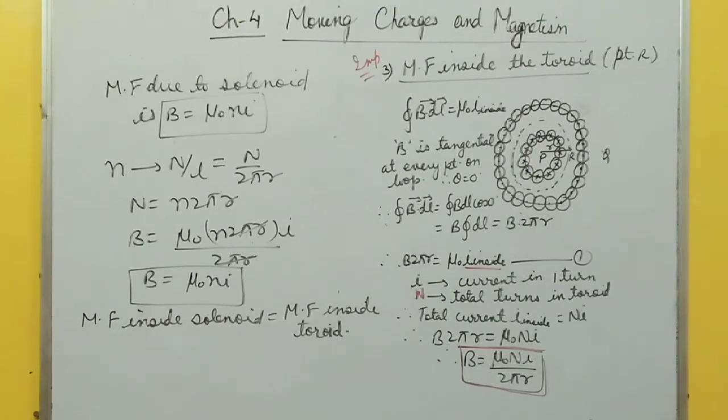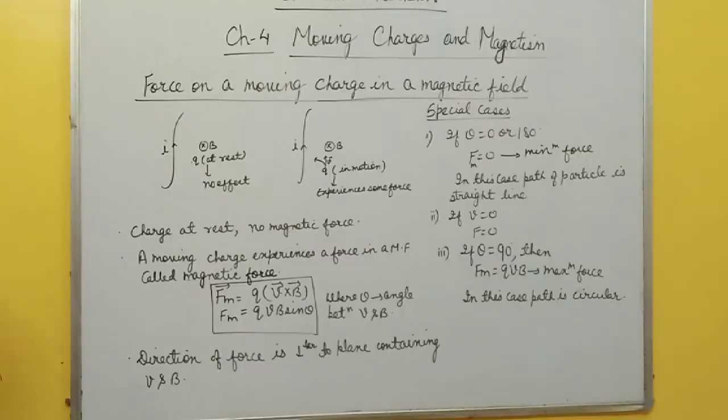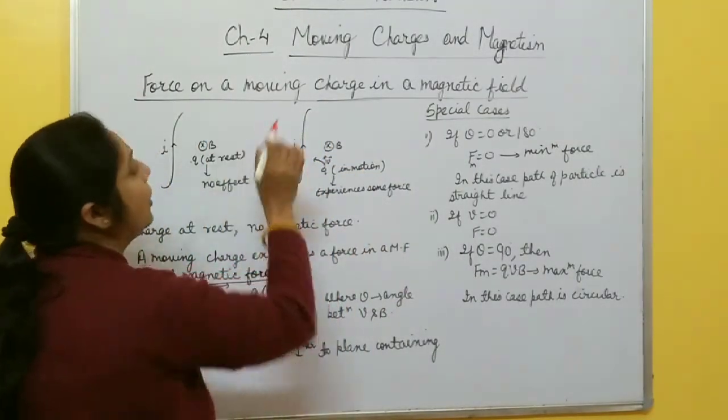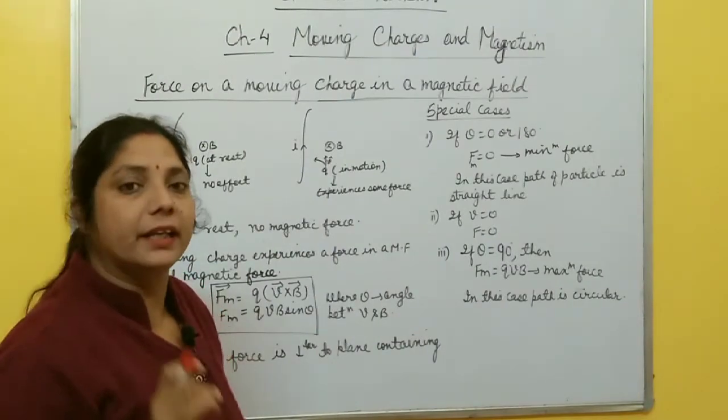So this is about solenoid and toroid. Hope you understood. Please take a screenshot. Then we'll move to the next topic. Now, next important topic according to your syllabus is force on a moving charge in a magnetic field.